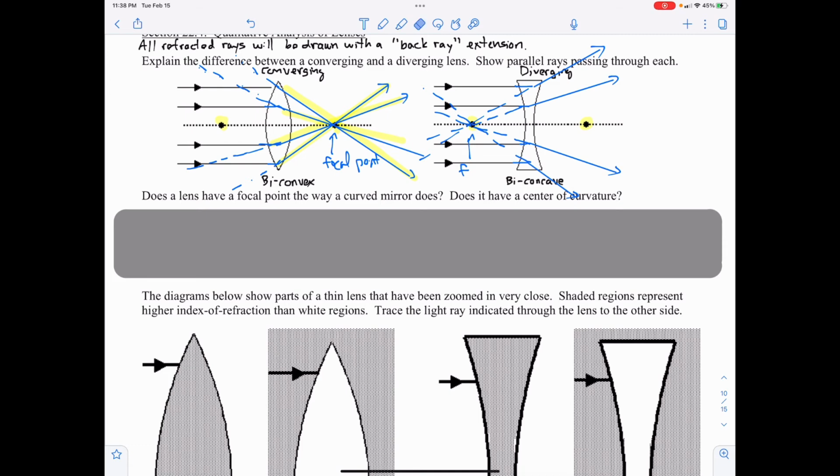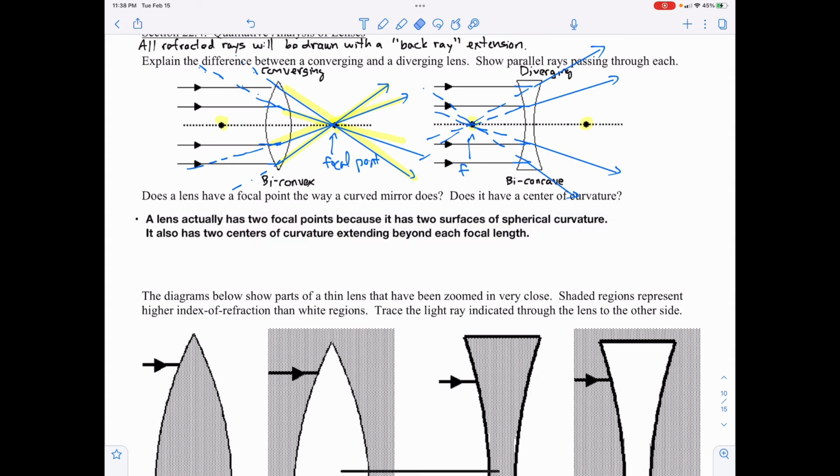Does a lens have a focal point the way a curved mirror does? Does it have a center of curvature? A lens actually has two focal points because it has two surfaces of spherical curvature. It also has two centers of curvature extending beyond the length of each focal length.